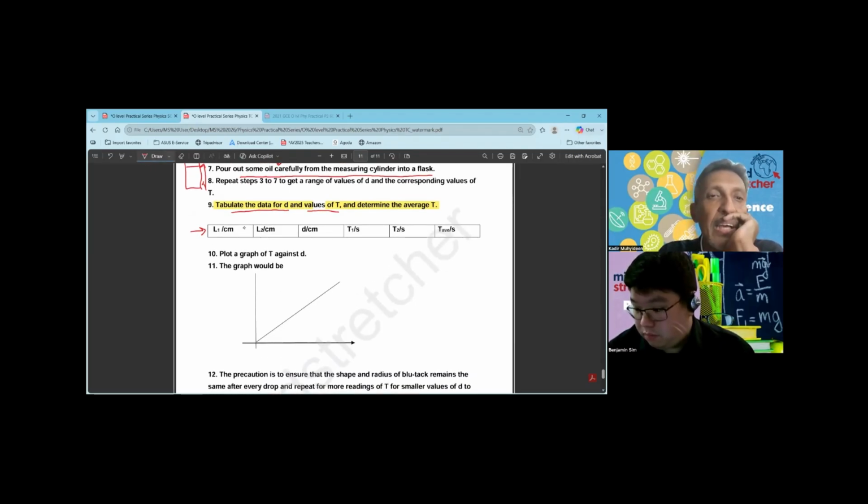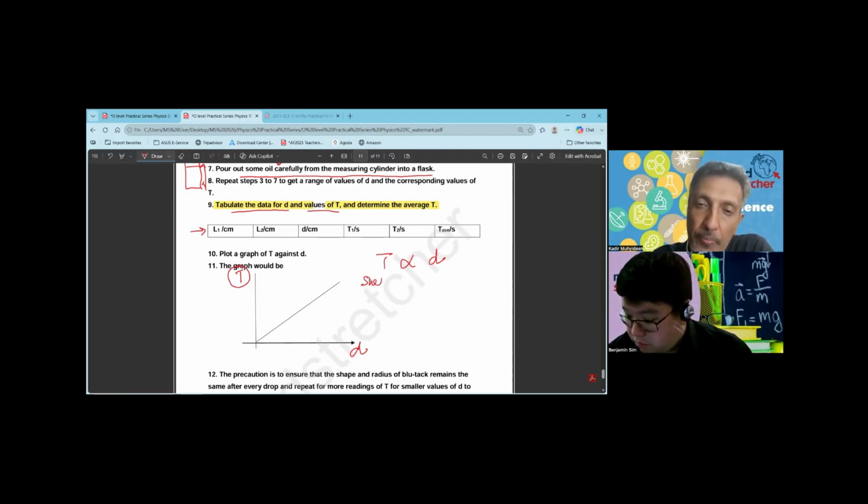Okay, then you can say that if you plot a graph of T against D, you can actually show a sketch. This is a graph of T against D. I didn't label this. If you expect this to be proportional, you can show that a graph of T against D will look like this. So you draw a sketch of a graph.